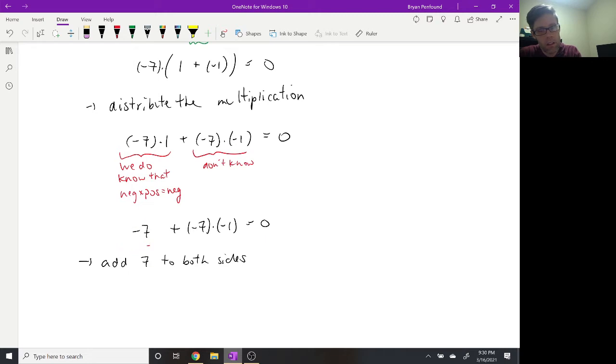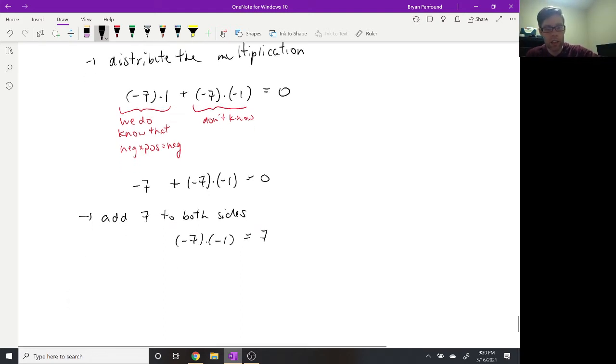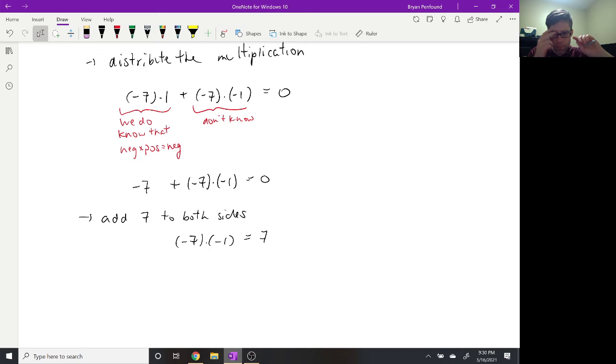Okay, so let me just summarize that down here. So we're going to have, oops, let's do this in black just to be consistent, negative 7 times negative 1 is equal to, drumroll, positive 7. I know it's not that exciting. You already know that that's equal to positive 7. But hopefully that gives you a little bit of algebraic background into why that's the case.